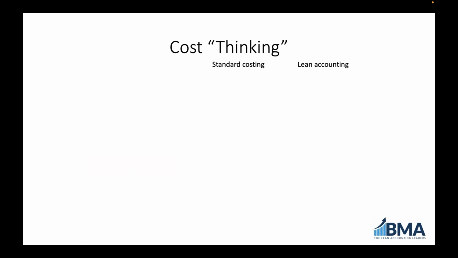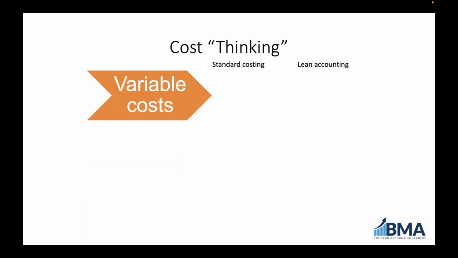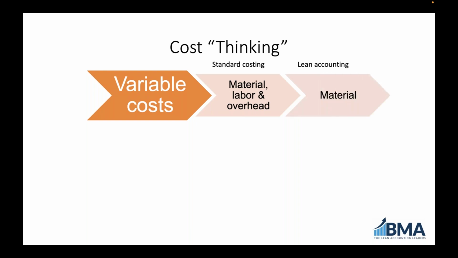So here are some examples of thinking. Variable costs in standard costing are the material, the labor, and the overhead. But in lean accounting, it's just the material. This is a very big shift in fixed and variable, and it has a significant impact on analysis and decision making.